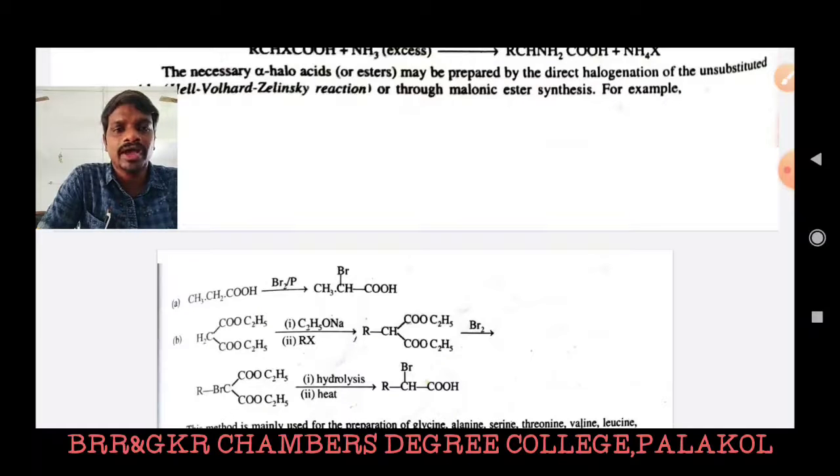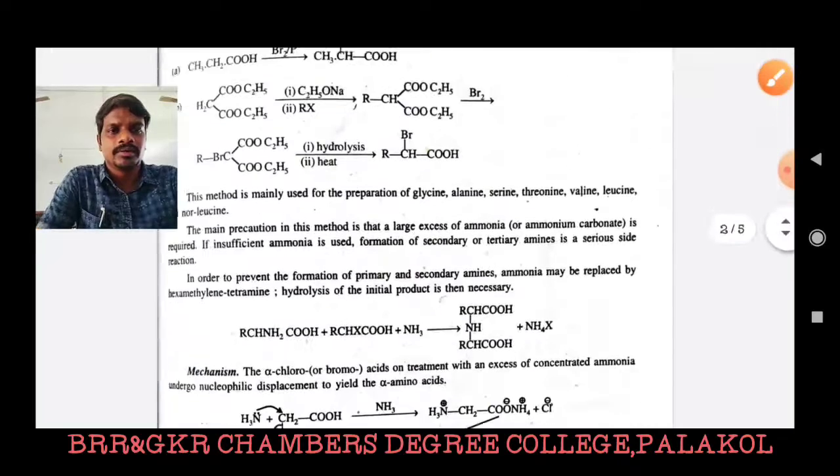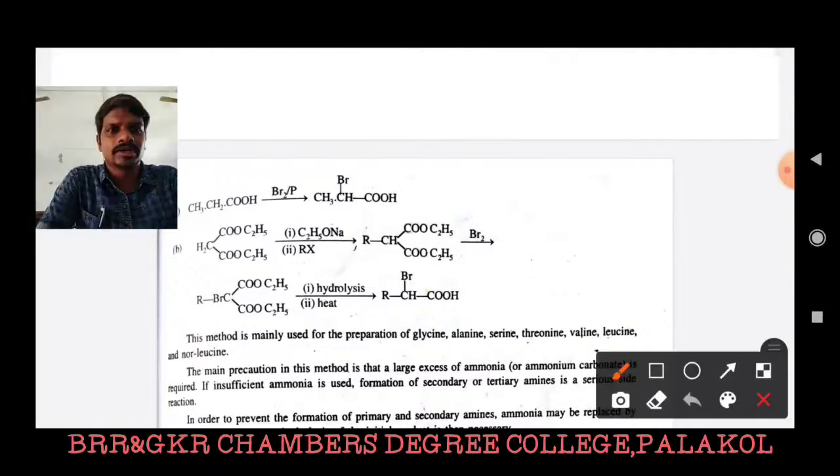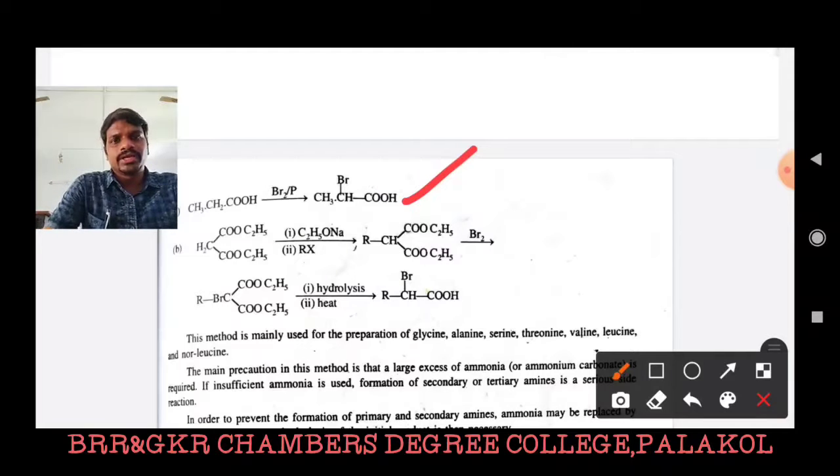So, how can we prepare alpha halogenated carboxylic acid, students? By using bromine and phosphorus, we get alpha halogenated acid. Here we have to use bromine, so that we get alpha bromo carboxylic acid. This is the method and this is the chemical reaction. Here we take propanoic acid. Propanoic acid on bromination with red phosphorus gives alpha bromo propanoic acid. So, this is the method to prepare alpha halogenated carboxylic acid.